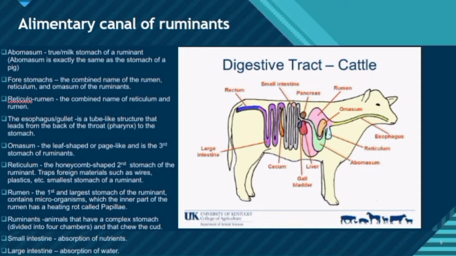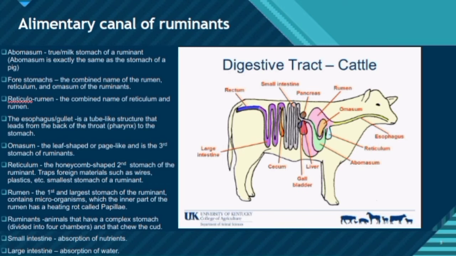And remember, due to the definition, omasum is leaf-shaped or page-like, and is the third stomach of the ruminant, right? Remember the shape. It's leaf-like or page-like. And then the abomasum is the true or milk stomach of a ruminant. Abomasum is exactly the same as the stomach of a pig. Remember that. They will ask you a question similar to that.